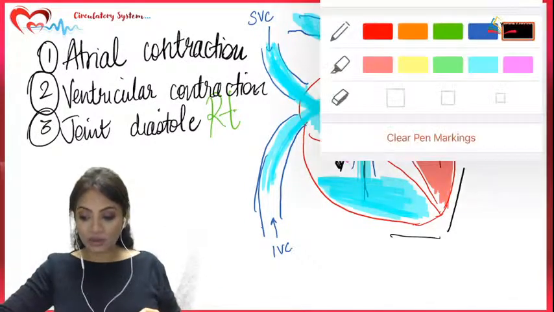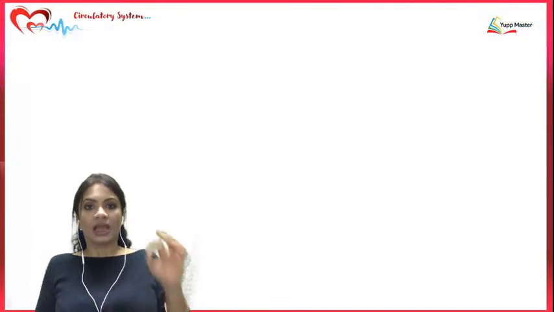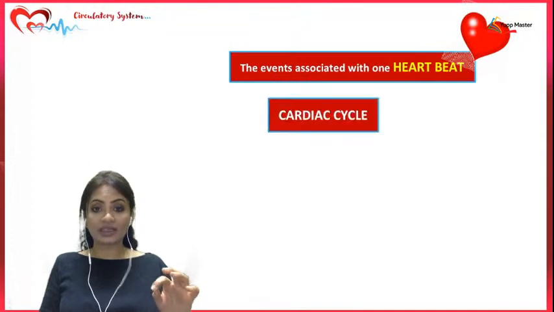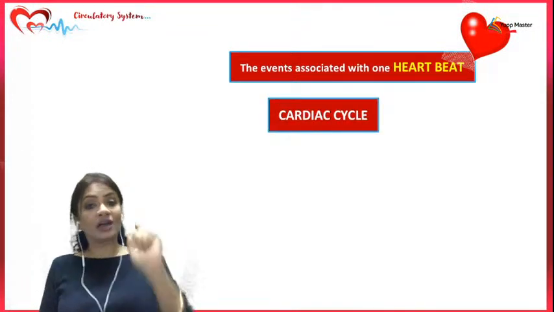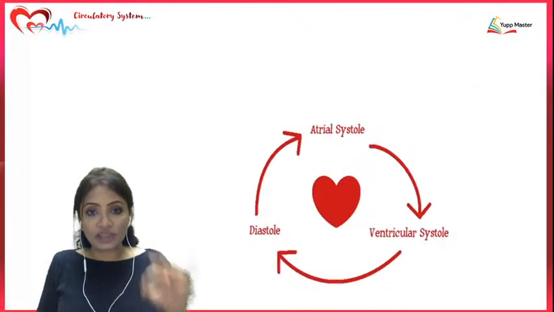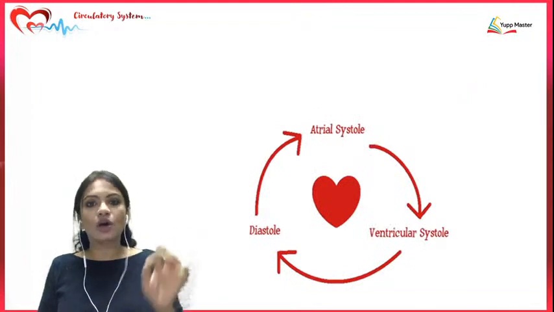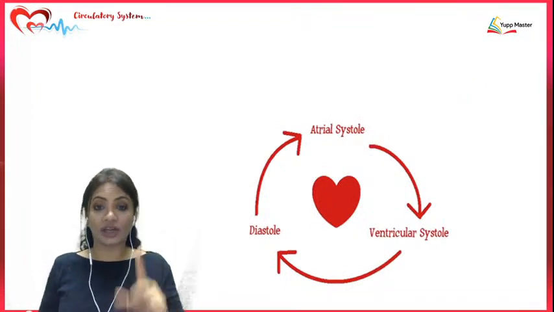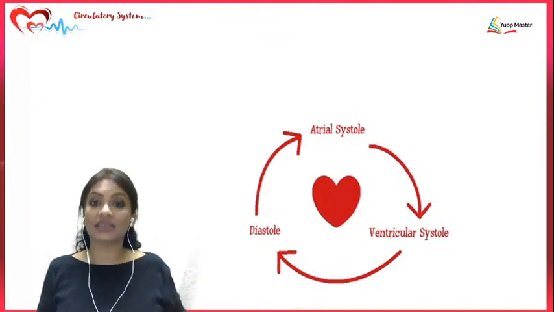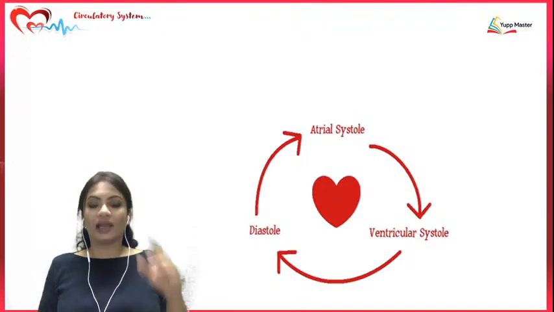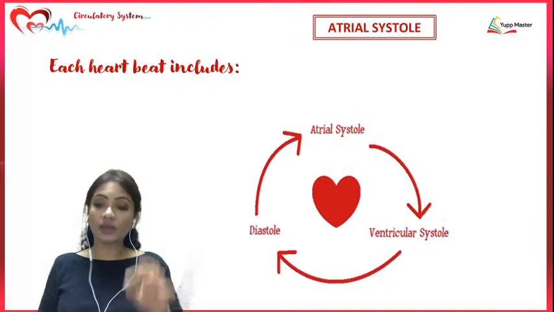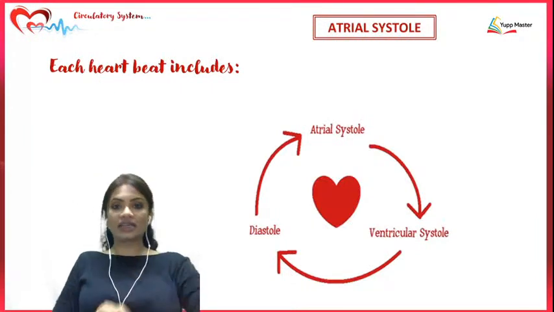So, let us now start with the events that are happening during each cardiac cycle. All the events happening in one heartbeat is called the cardiac cycle, and remember, the cardiac cycle is lasting for 0.8 seconds. The very first event, remember, was atrial contraction, and another name that we have learned for contraction was atrial systole. So, atrial systole is the first event included in the cardiac cycle. First is atrial systole.